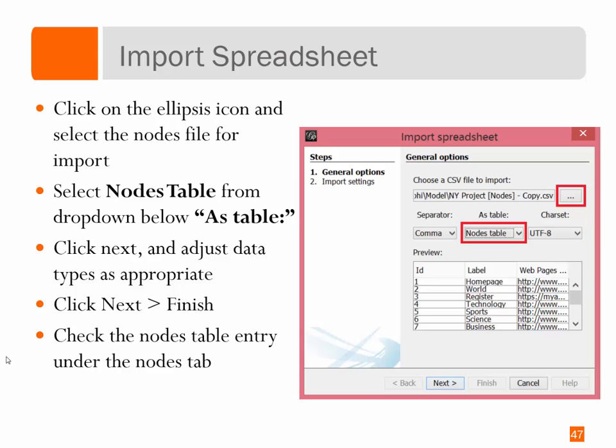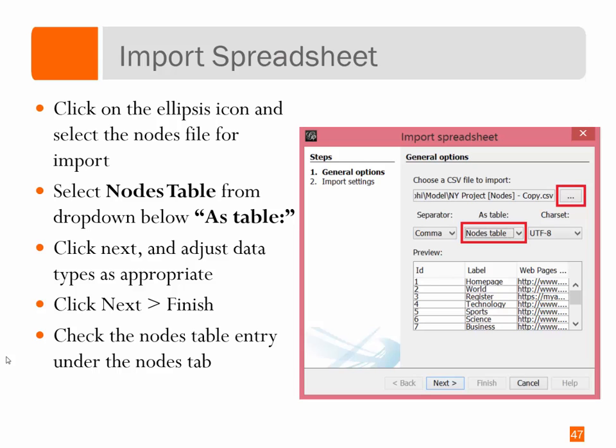We've defined what the separator is going to be. In a CSV file, it's a comma separated value, so we're going to select the separator as comma. We want to load this particular data file into the nodes table, and then we can define the character set that we would expect in the data file. So we will select the nodes table from the drop down as table. Click Next.